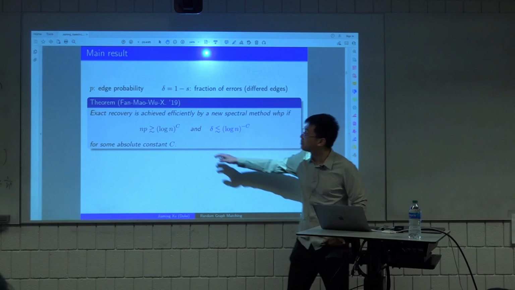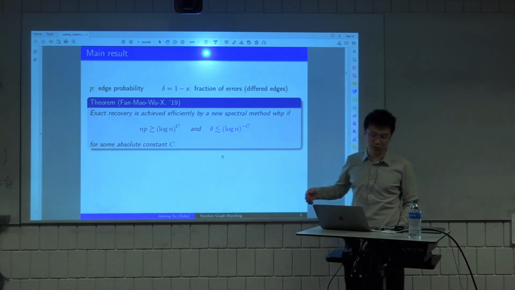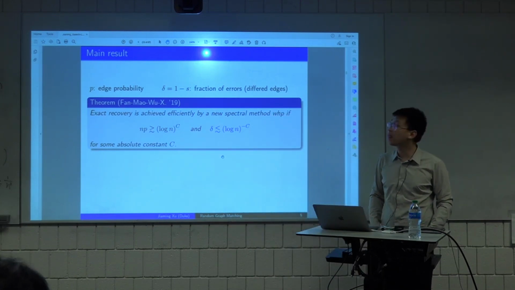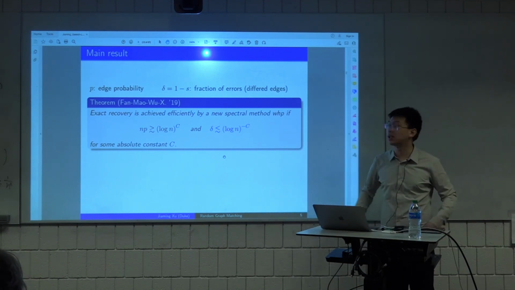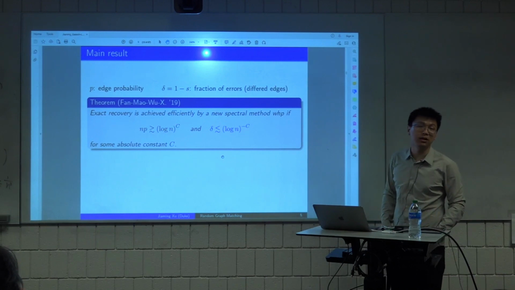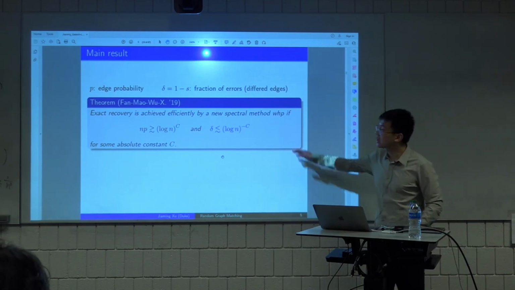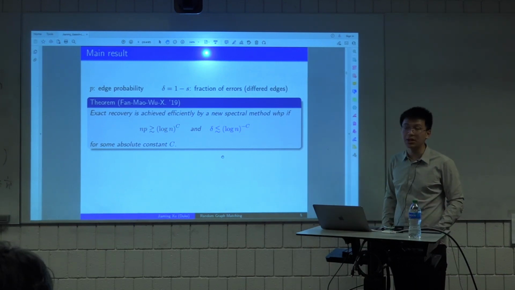The first condition says that the average degree has to be polylog n. The second condition says that the fraction of the different edges has to be 1 over polylog n. Capital C here is just a large absolute constant.